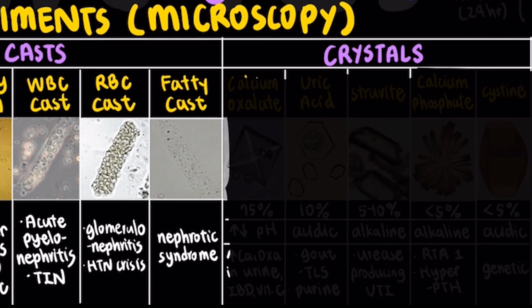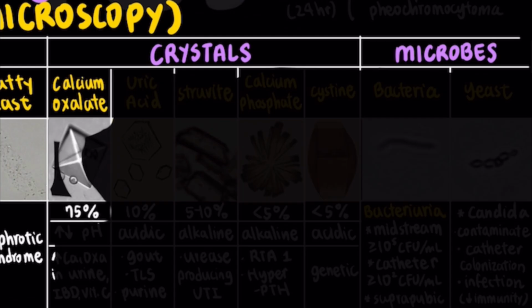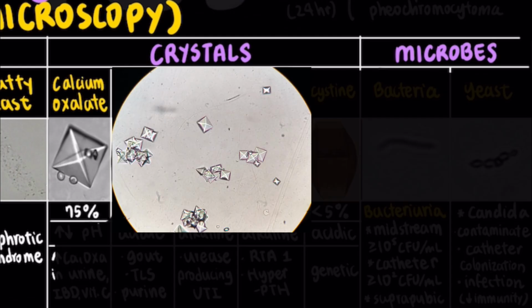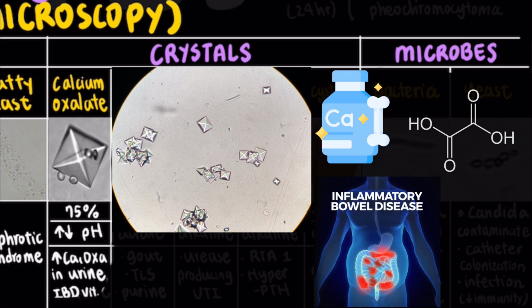Now let's talk about urinary crystals. These are solid particles that form when certain substances precipitate out of urine. Let's go through the most common types. First up, calcium oxalate crystals. These are the most common, found in about 75% of kidney stones. They appear as envelopes or dumbbells under the microscope, and they can form in any pH, whether acidic or alkaline. They're associated with hypercalcemia, hyperoxaluria, and conditions like inflammatory bowel disease or vitamin C overuse, which increases oxalate levels.